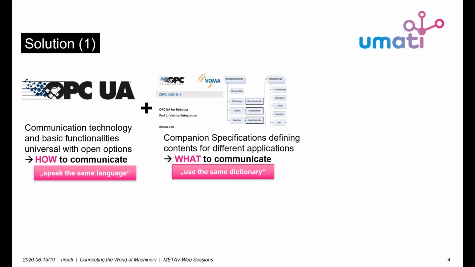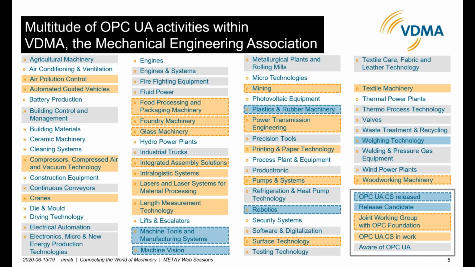And I've stolen a slide from our friends at VDMA, the Mechanical Engineering Association. And VDMA is one of the largest associations representing all different sectors of the mechanical engineering industries. And here you can see all the variety of sectors they are addressing. And you see all the nice little boxes around this. And if you just look for the orange and the blue boxes, that means every one of these technologies is at the moment writing their own dictionary with respect to their technology. So there will be an OPC UA companion specification for food processing, for laser systems, for pumps, for power transmission, for textile machinery, for woodworking.